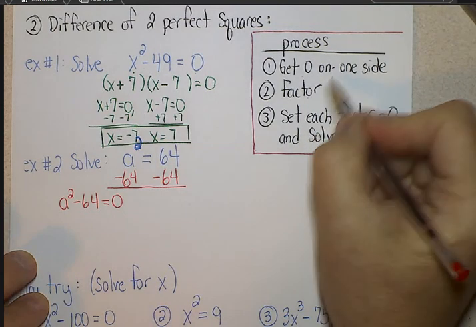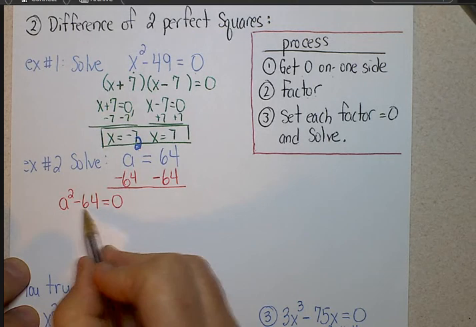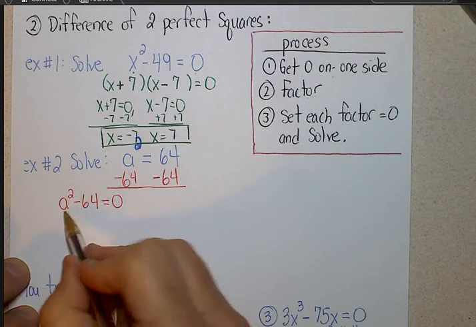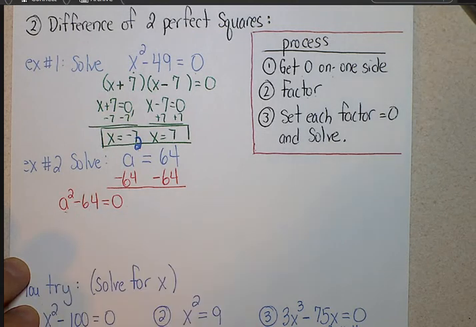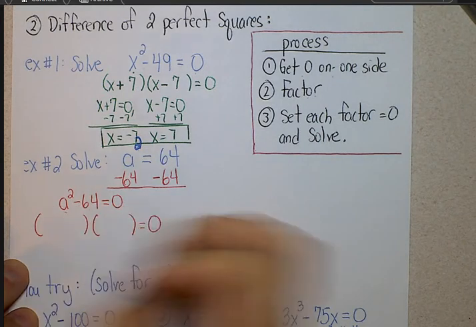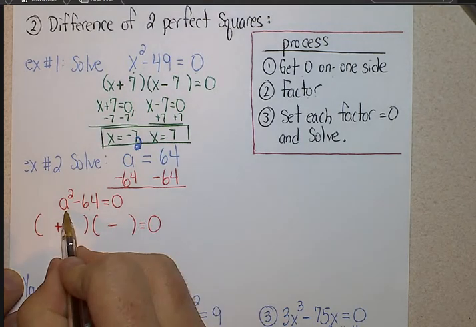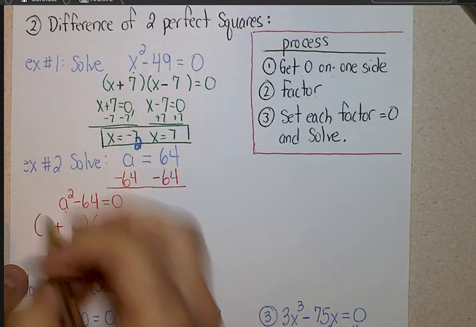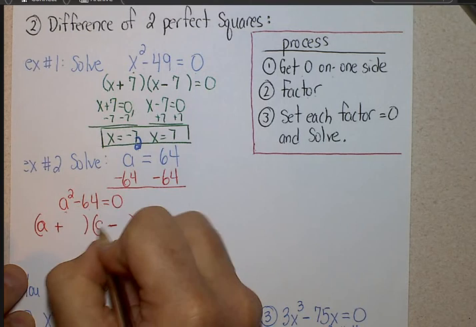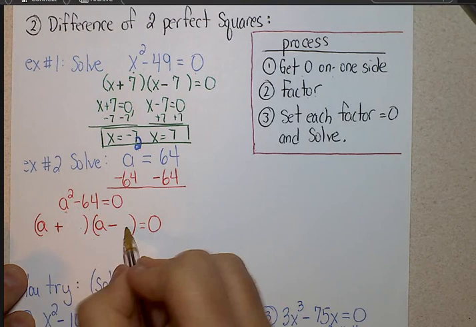All right, so I got the 0 on one side. Now I'm going to factor it. Again, look for the GCF. There isn't any. Now look for difference of two perfect squares. That's exactly what this is. So by definition, that's going to break up into two binomials. The signs are going to be different. The positive term is the a squared term. Its square root comes first. The square root of a squared is a. The 64 follows the minus sign, so it's going to come second in each binomial. The square root of 64 is 8.